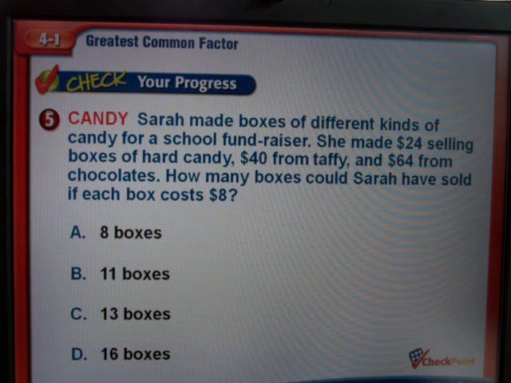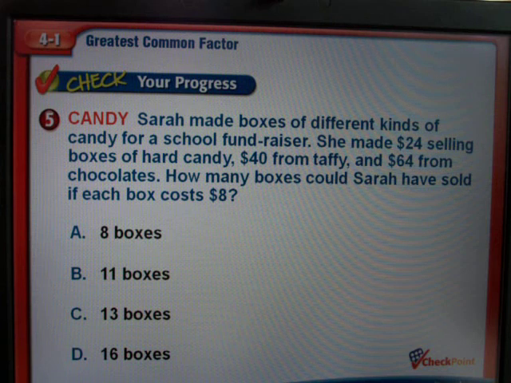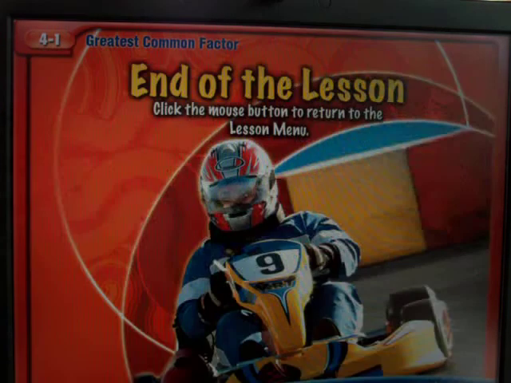So now Sarah makes boxes of different kinds of candy for the school fundraiser. She made $24 selling hard candy, $40 from taffy, and $64 from chocolates. How many boxes could Sarah have sold if each box cost $8? So you can go ahead and add up the total dollar amount that she sold and then divide by 8, or divide each individual amount by 8 and then add up the total number of boxes. Is it A, 8 boxes, B, 11 boxes, C, 13 boxes, or D, 16 boxes? And your answer is? And that concludes your lesson.